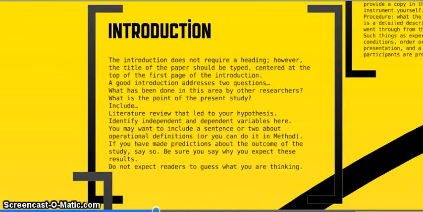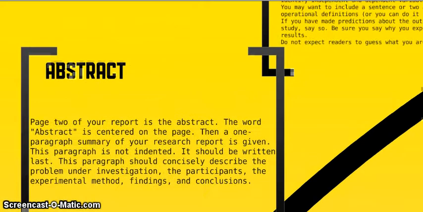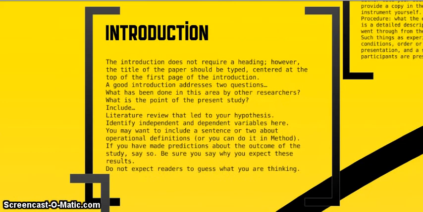And just about the formatting, the abstract goes on its own page. The word abstract is centered at the top of the page, and then the actual paragraph is not indented. Then you start on a new page for the introduction. So for the introduction, you have the title of your paper centered, not bold.